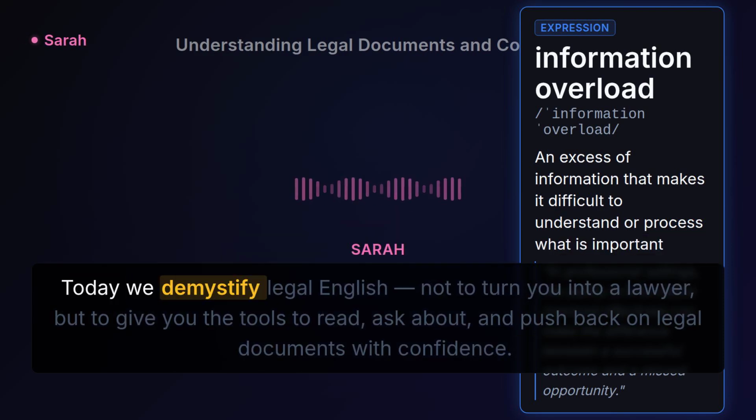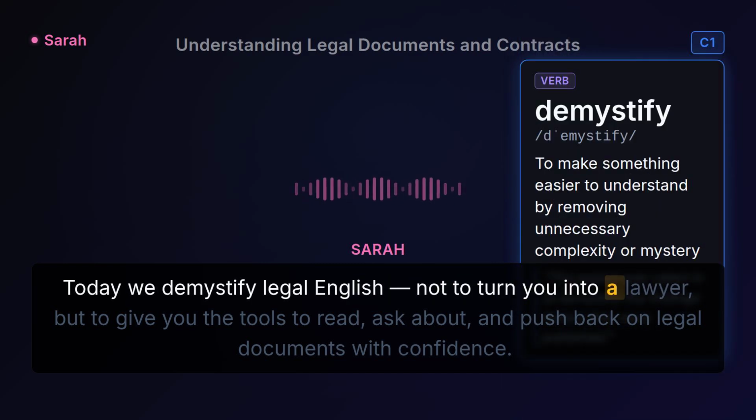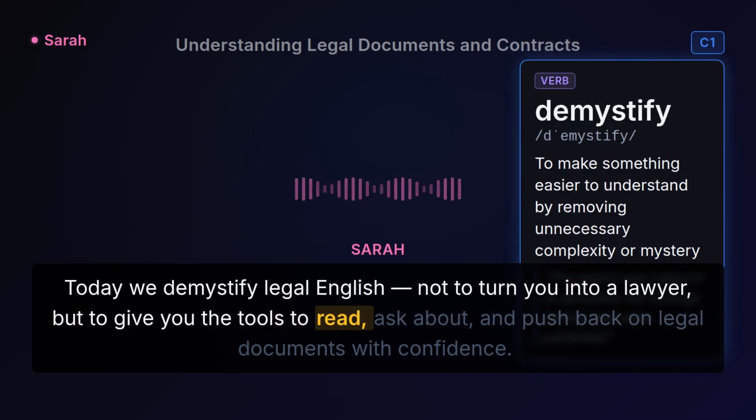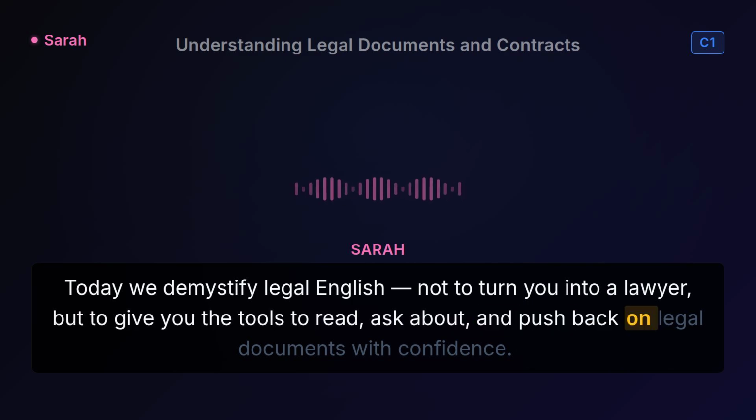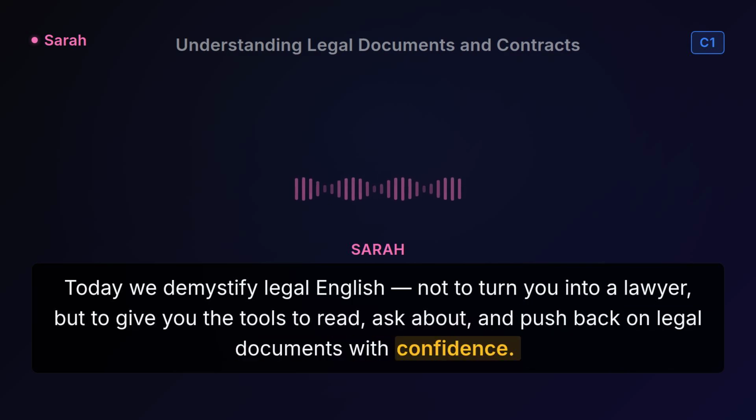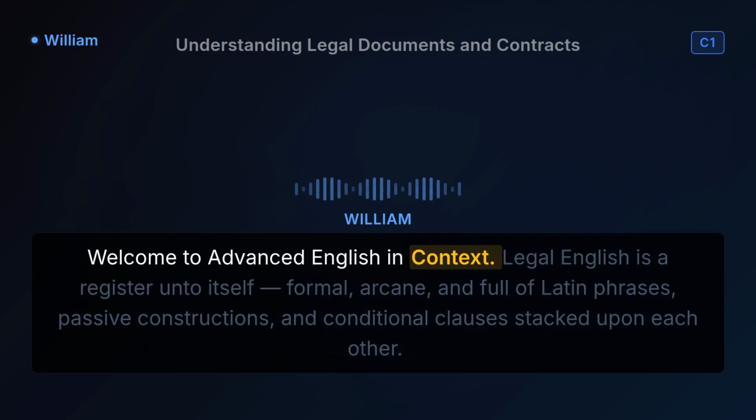Today, we demystify legal English, not to turn you into a lawyer, but to give you the tools to read, ask about, and push back on legal documents with confidence. Welcome to Advanced English in Context.